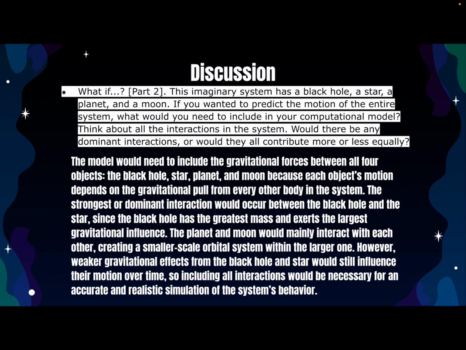If we extended the model to include the black hole, star, planet, and moon altogether, we would need to calculate gravitational forces between every single pair of objects. The dominant interaction would definitely be between the black hole and the star because the black hole's mass is so huge. The planet and moon would form their own smaller orbital system, but even they would feel weaker gravitational effects from the black hole and star. So to predict the entire system's motion accurately, we'd have to include all these interactions in our computational model.